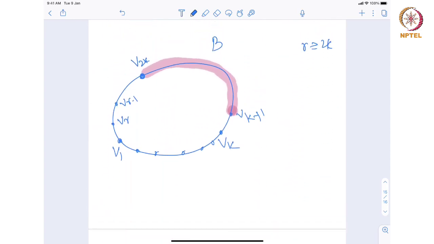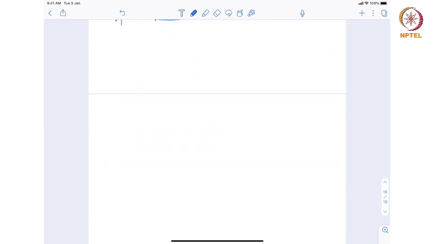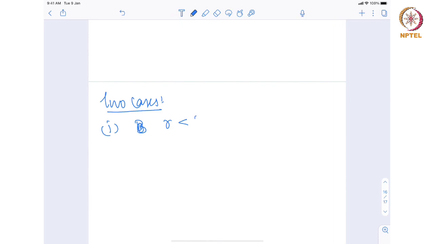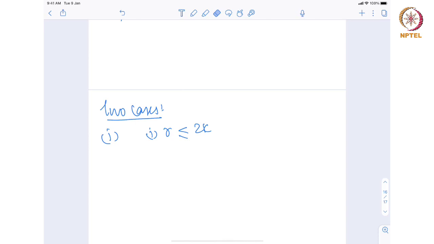Now, we will have two cases. Look at the first case. Suppose r is at most 2k. Now, what have I computed?